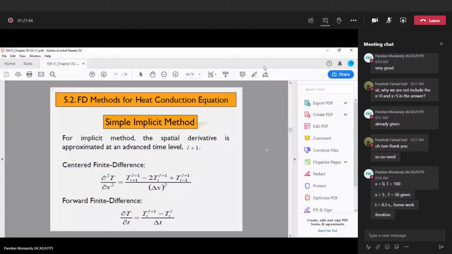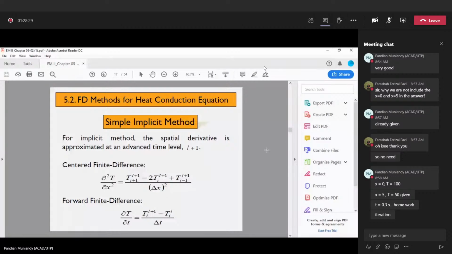So we already finished the explicit method. You must know the explicit method. It's already done. Now the implicit method. So what is this implicit method? In this lecture, we are going to do the implicit method. In the implicit method, the spatial derivative is approximated at an advanced time level. The time superscript L. So here, the advanced time level is the next one, L plus 1.